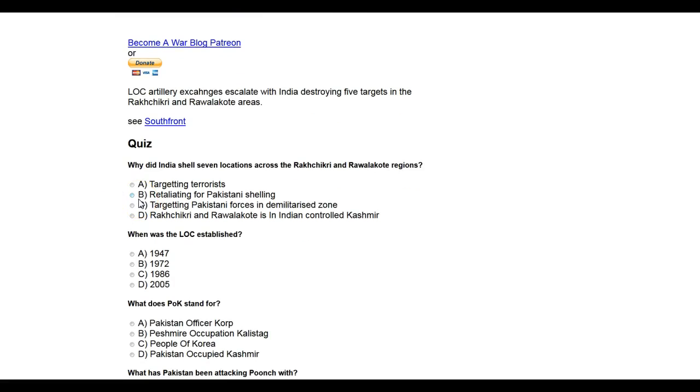Let's just do this one for a laugh. As I said, they're really easy to do, whereas the magazine side of things is difficult. I haven't done any of those yet. Why did India shell 7 locations across the line? Targeting terrorists, retaliating for Pakistani shelling, targeting Pakistani forces in the demilitarized zone. Rakhi is in Indian-controlled Kashmir. I don't even know why I made that question up. I'm pretty sure it's that.